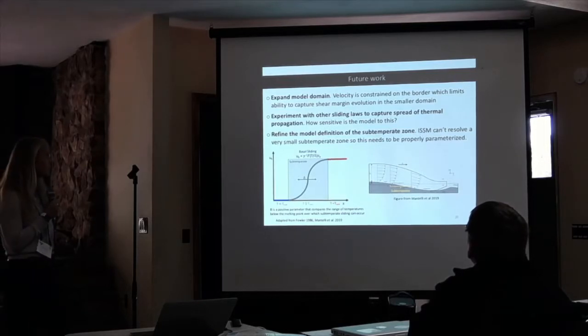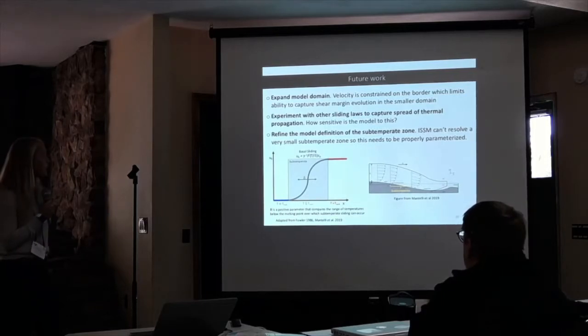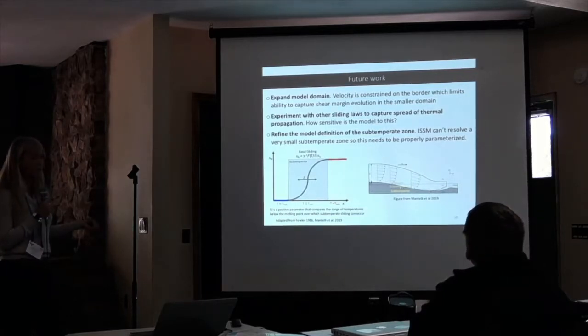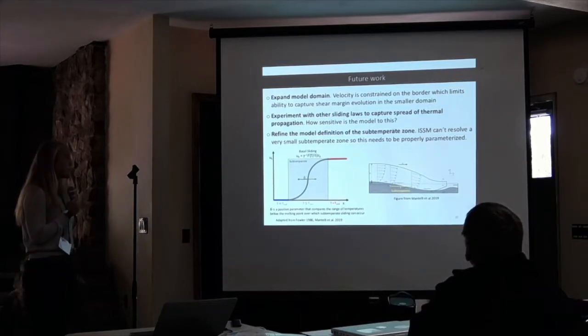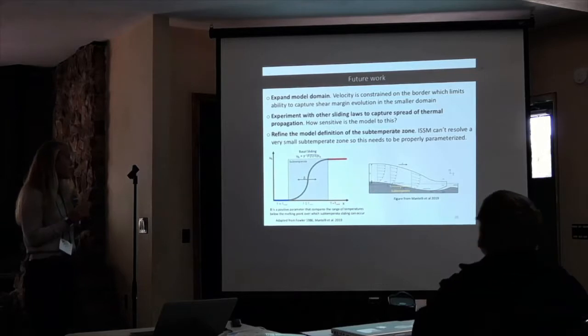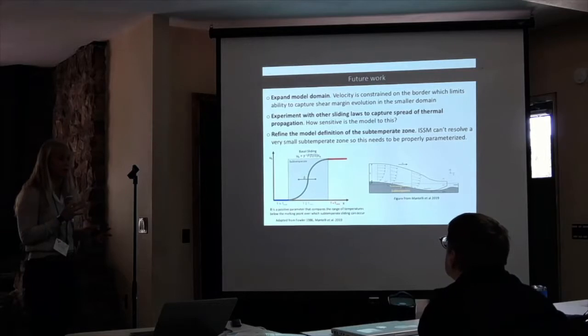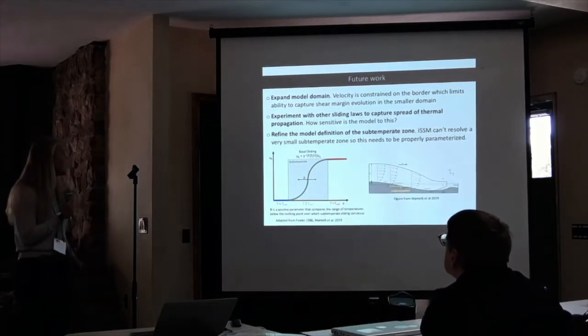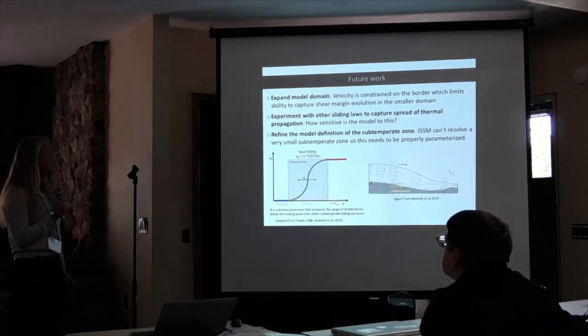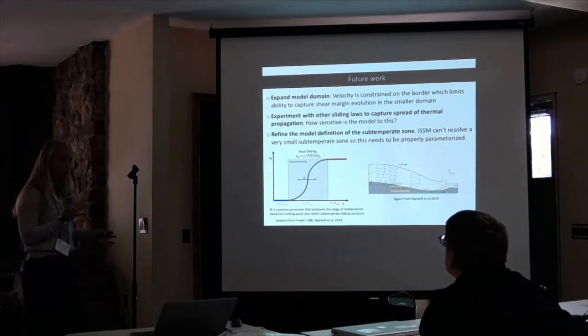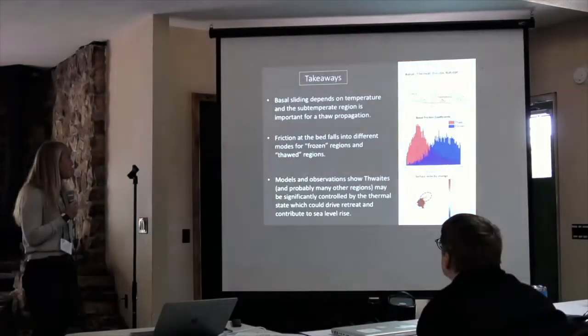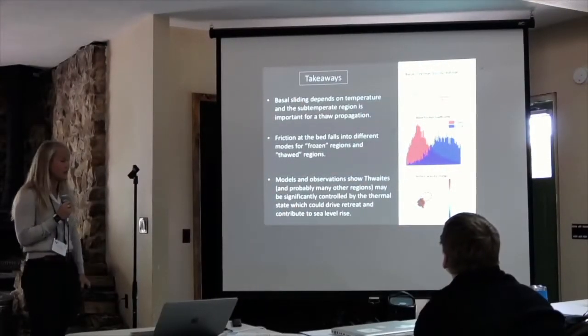In the future, I'd like to expand the model domain and also increase my runs for a lot longer. The velocity is constrained on the border of this current domain, so that limits the ability to capture the shear margin. I'd also like to experiment with different sliding laws to capture this spread in thermal propagation and try to understand better how sensitive the model is to the sliding law and this temperature role. And I'd also like to work on defining the model definition of the subtemperate zone and working on how to parameterize this value. I'll leave you now with a couple of key takeaways.